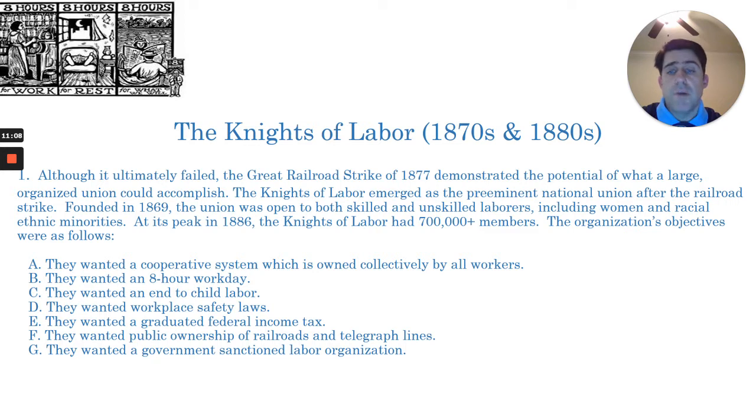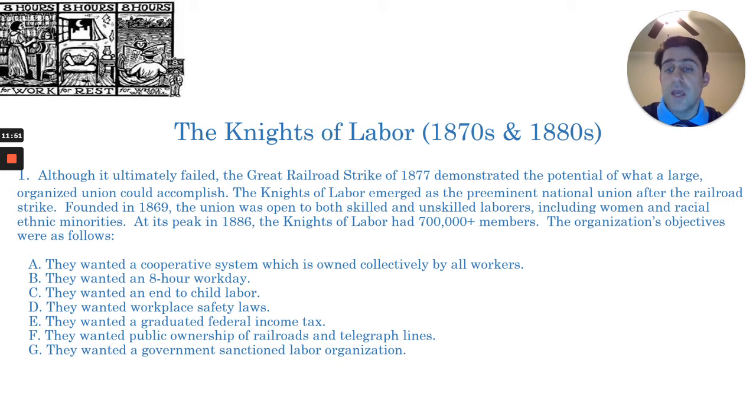And the organization came up with a set of objectives that they were hoping to accomplish through their strength in numbers and through their willingness to negotiate. And these are the things that they wanted. They wanted a cooperative system which is owned collectively by all workers. They wanted an 8-hour workday. They wanted an end to child labor. That's another thing that I discussed in our previous lectures about the rise of industrialism in America, is that there were no laws prohibiting child labor at the time.